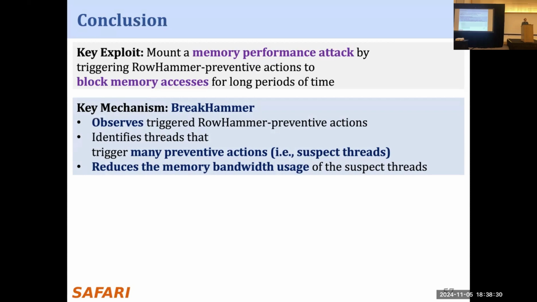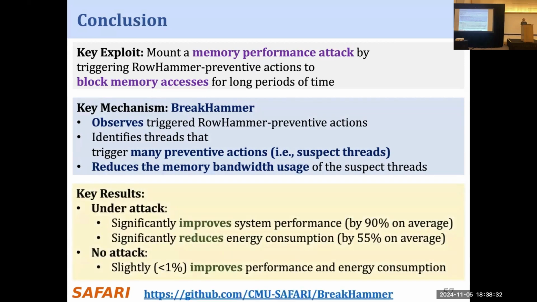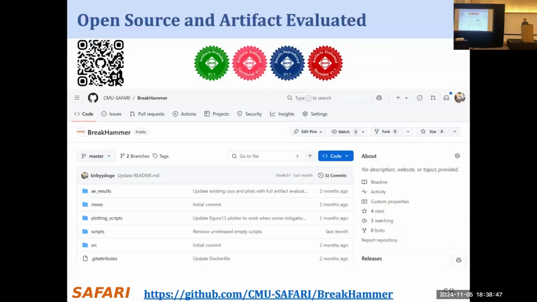Our results show that when an attacker is present, BreakHammer accurately throttles the attacker, which significantly improves performance and reduces energy. And when all applications are benign, even though it is not BreakHammer's goal, it slightly improves performance and reduces energy consumption. BreakHammer is open sourced, and all of our datasets are available online and artifact validated.